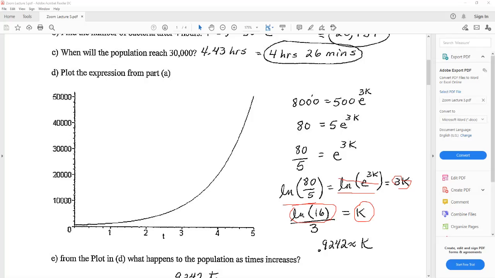But once you put this into the calculator correctly, you should get 0.9242 for k. And I was able to derive that from the fact that I had 8,000 bacteria after 3 hours, and I started with 500. Once I knew all of this information, the only unknown value was k. And I just used the properties of logarithms to come up with k. And again, k is 0.9242.